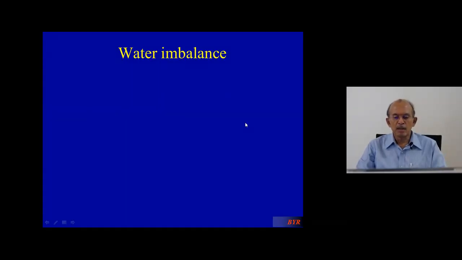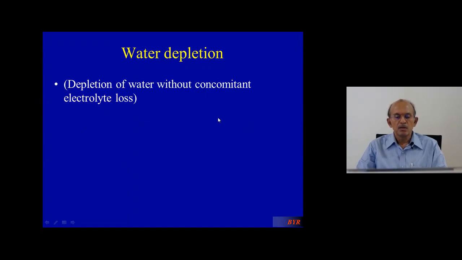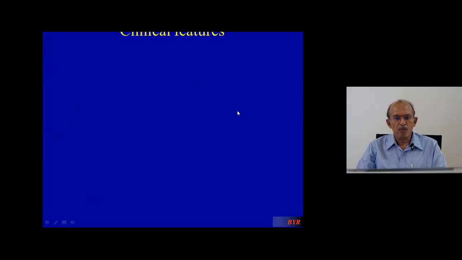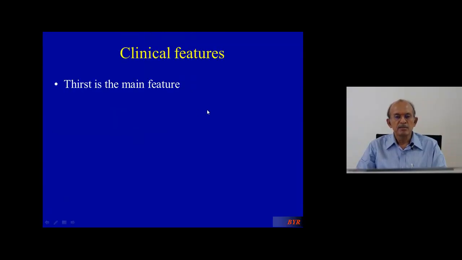Now let us study about water imbalance, water depletion. It is depletion of water without concomitant electrolyte loss. So only plain water depletion. Causes: insufficient intake of water due to weakness, coma, dysphagia, gastrointestinal surgery. Clinical manifestations: there is no loss from the body.